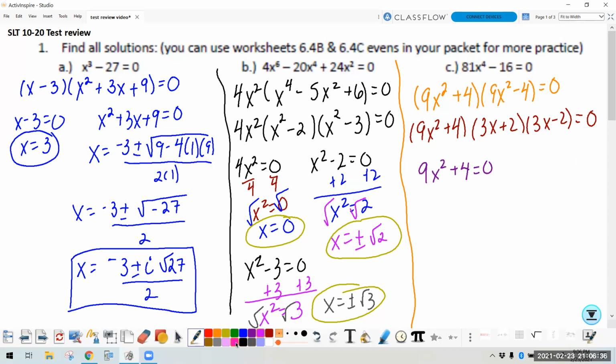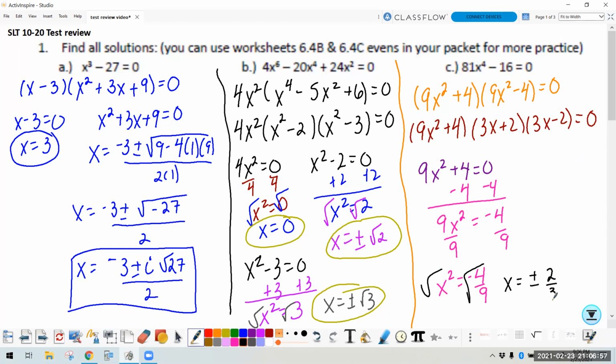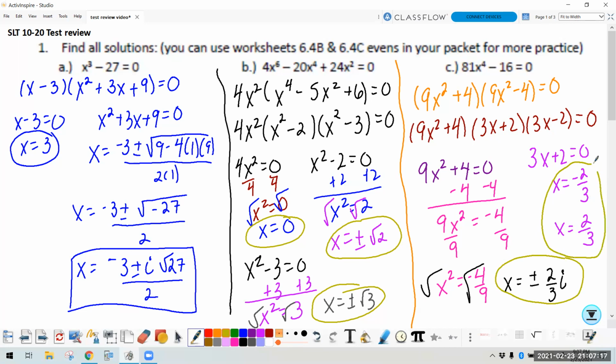We'll do this one first. We're going to solve with the square root method. This gives me x is plus or minus 2/3 i. And then our other binomials, we get x is negative 2/3. And from this one, x is positive 2/3. There's 2 answers and 2 answers.